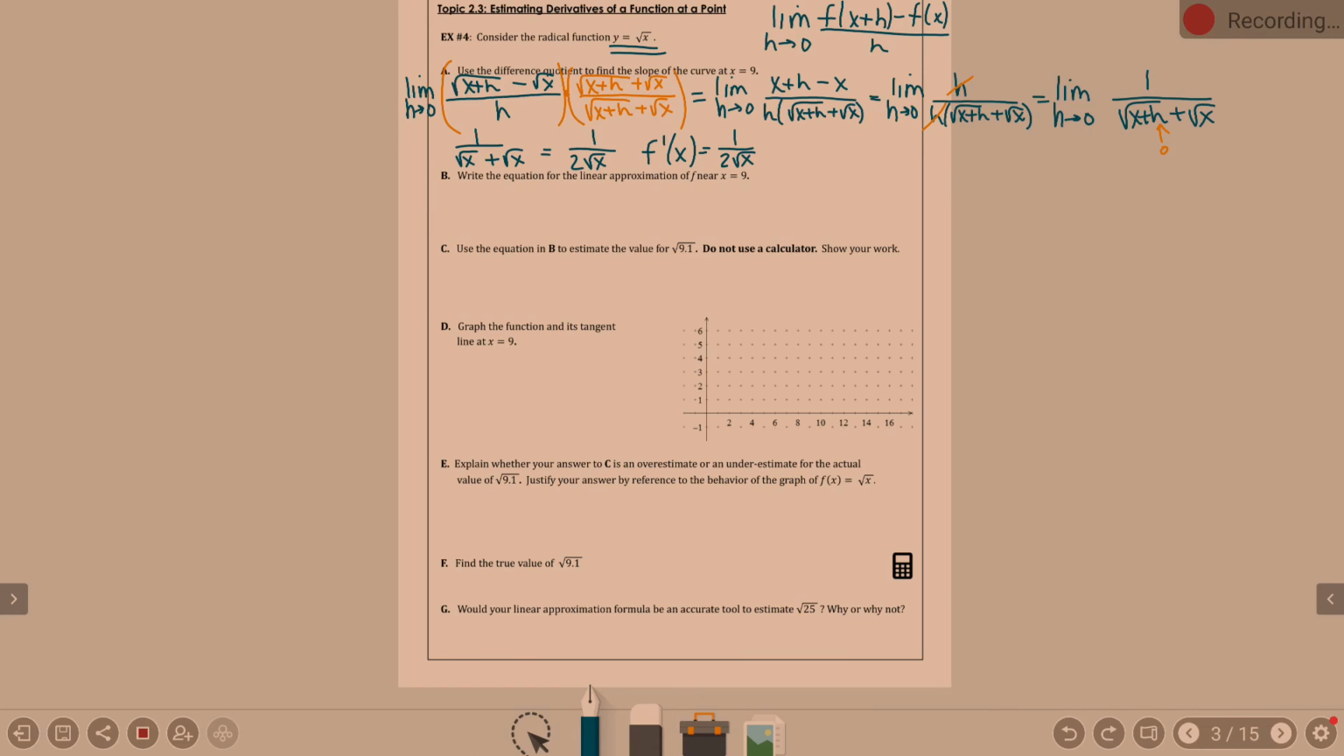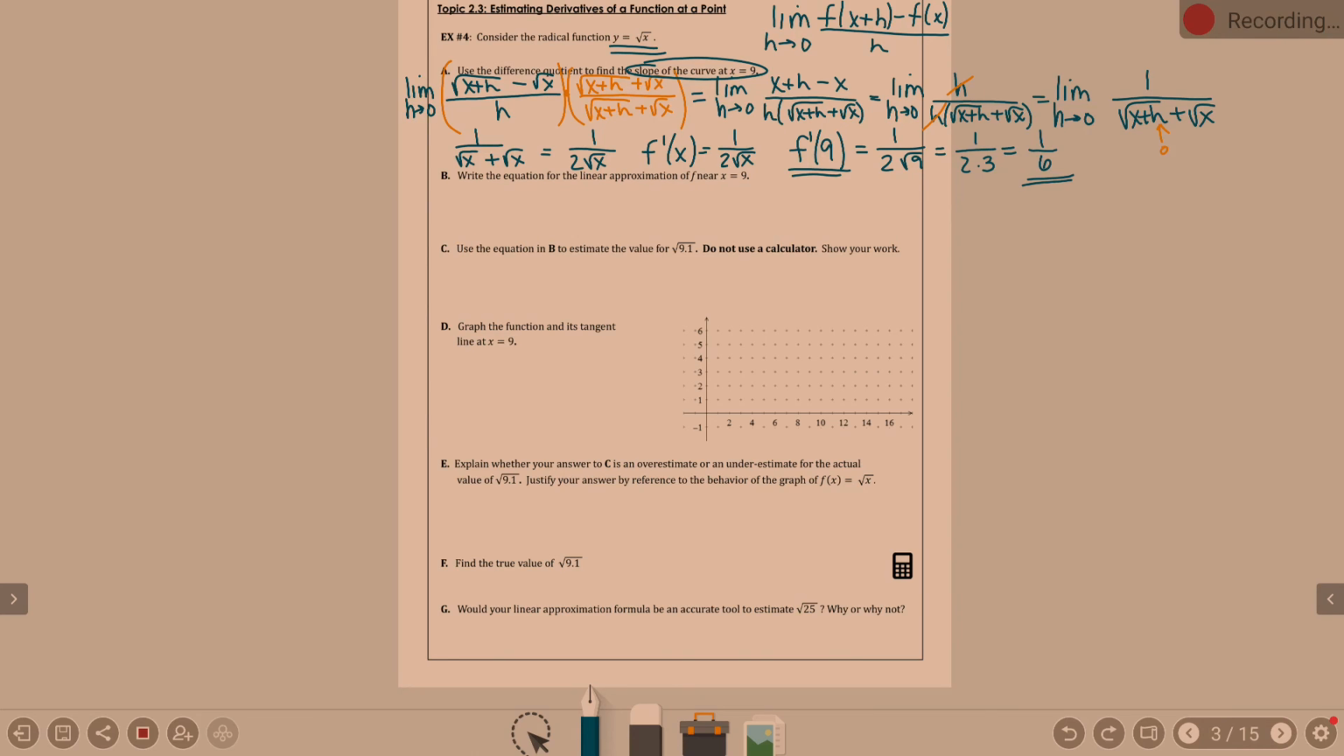Now, what did the question ask us for? Slope of the curve at x equals 9. So what am I finding here? F prime of 9. So 1 over 2 times the square root of 9. What is the square root of 9? 3. And so we end up with 1 over 2 times 3, which is 1/6. Okay. Part B. Was A okay? Let's review, yes? Good. It's good practice.